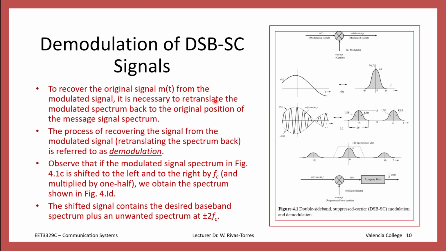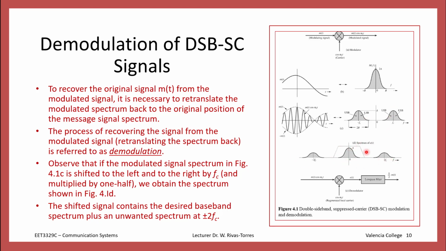We are also going to have to take these spectrums and translate them back to baseband, because that's really where our information is. Our information is a baseband signal. That process of recovering your information from your carrier signal, or your modulated signal, is what we call demodulation. Now observe that when we do that, here in part D of this figure, what we actually do is multiply the signal again by the carrier.